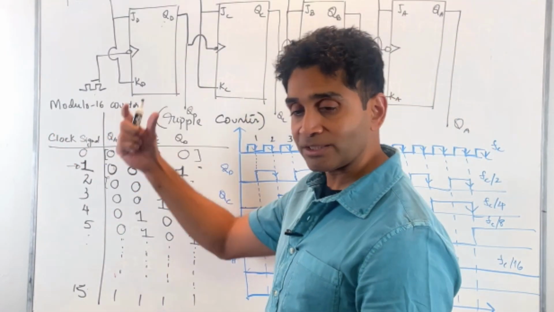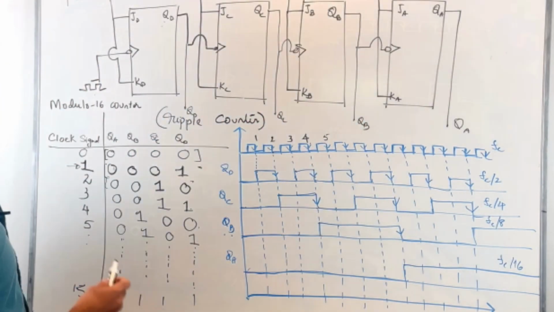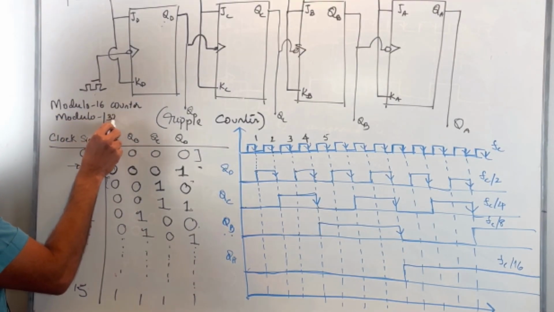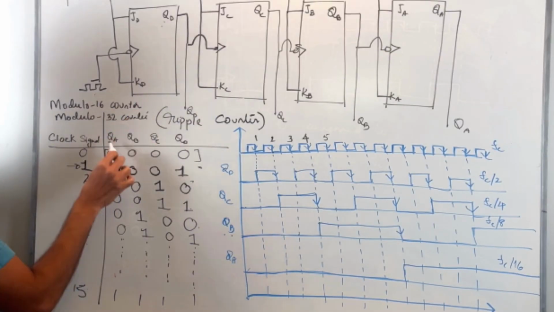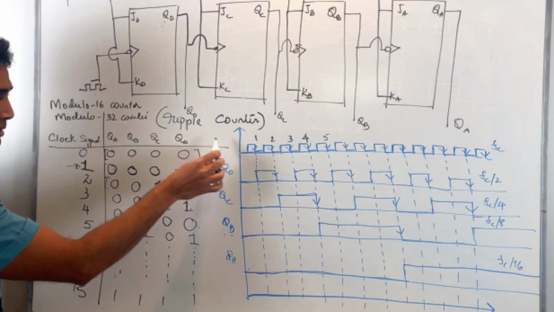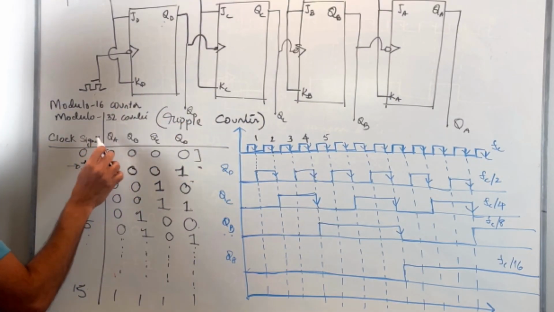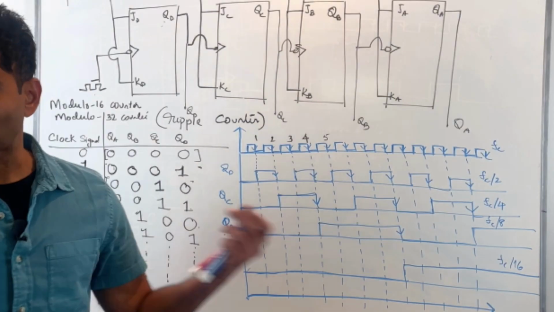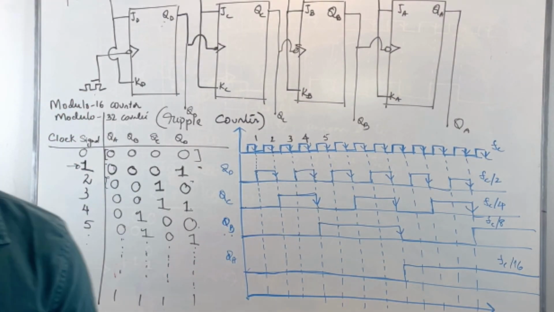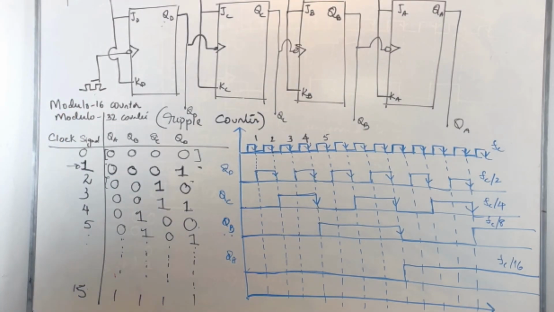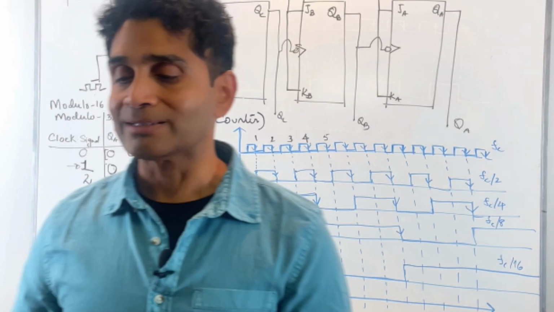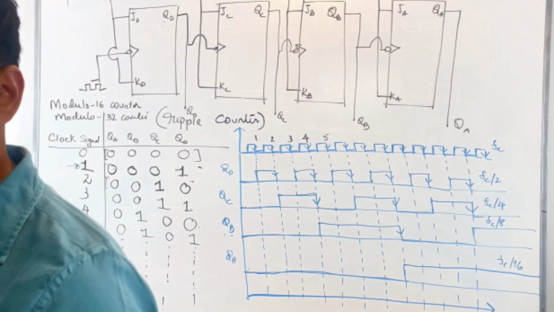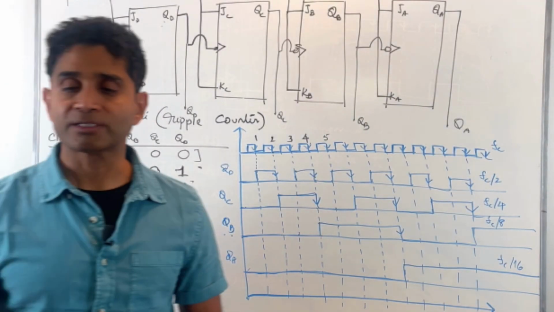If I add one more stage, right? If I add one more stage, then I would get a modulo 32 counter, right? Because now we have QA, QB, QC, QD, QE. So our count goes from 0, 0, 0, 0, 0 all the way down to 1, 1, 1, 1, 1. That's 0 to 31. So the total count is 32. So that's a modulo 32 counter. Okay. Likewise, if I want larger counts, all I have to do is just add one more stage. In this particular configuration, I can get a count increased by a factor of 2.